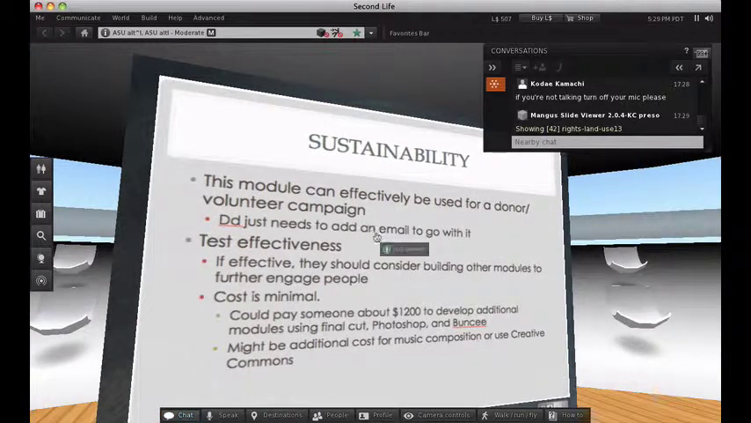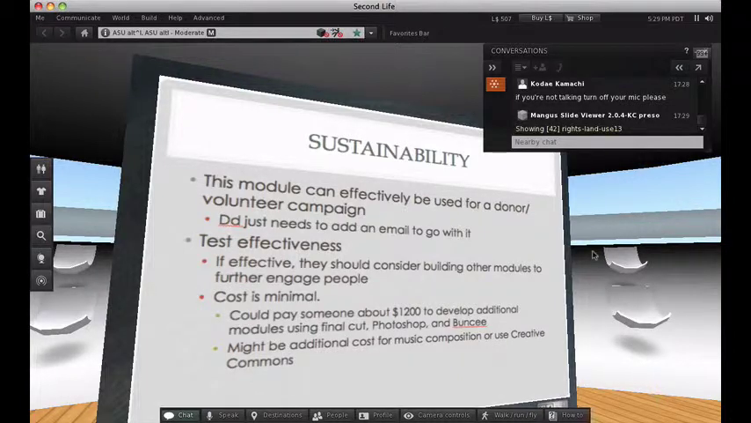Can this be sustainable? This module will be very effective for a donor or volunteer campaign. Digital Democracy just basically needs to add the email to go along with it that would set the context and give people a next step. They can also test its effectiveness, measuring the results of the campaign. And then if effective, they should consider building other modules.